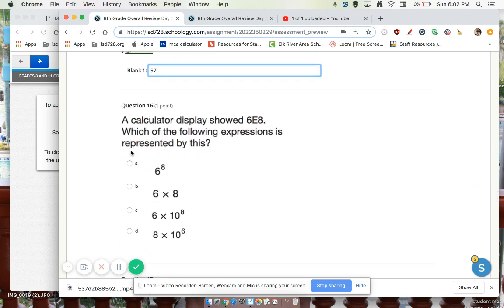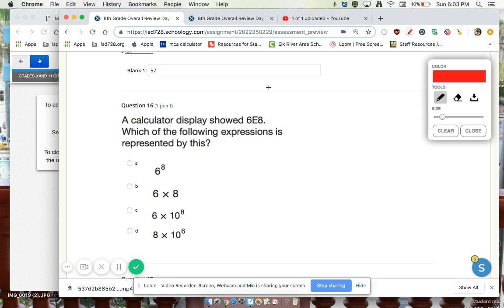I wanted to show you how to use this. A calculator display shows 6e8. Which of the following expressions is represented by this? 6 to the 8, 6 times 8, 6 times 10 to the 8th, 8 times 10 to the 6th.